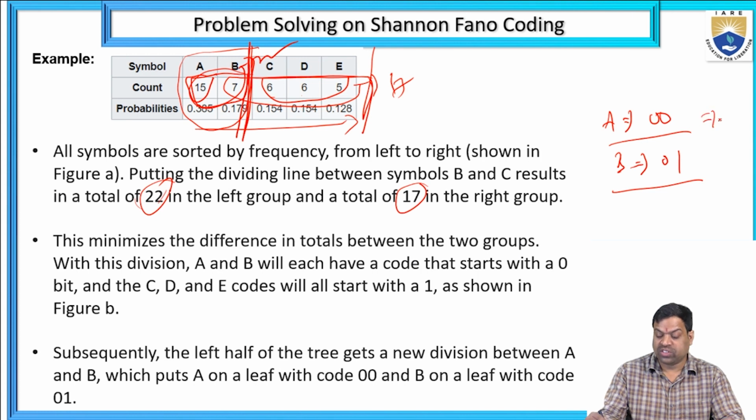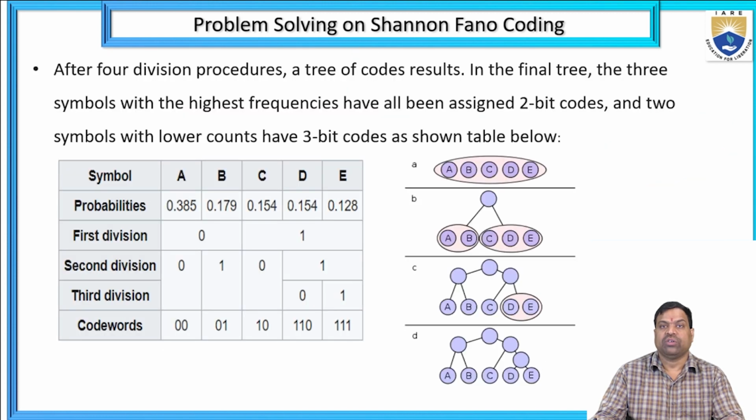When I am going as 0 or 1, or 00 or 01, the new division of A with B is 00 and 01. A is 00 and B is 01. Otherwise A equals 0 and B equals 1. After 4 division procedures, a tree of codes results in the final tree. The 3 symbols with the highest frequencies have all been assigned 2-bit codes, and 2 symbols with lower counts have 3-bit codes, as shown in the table.